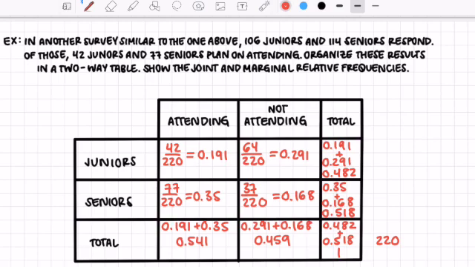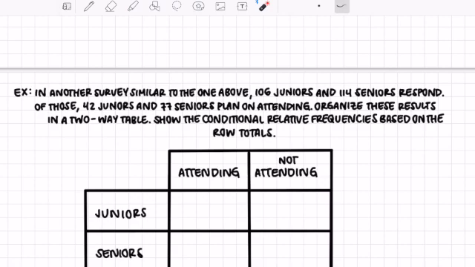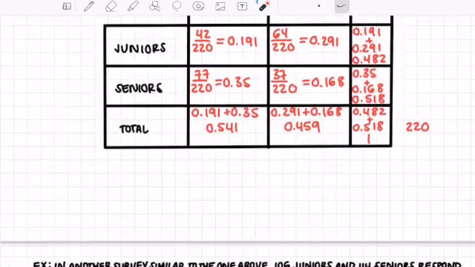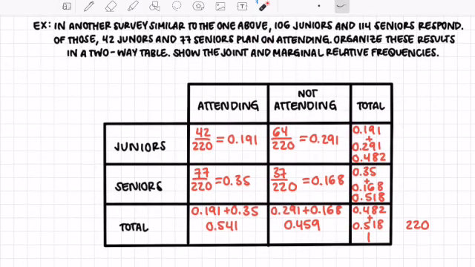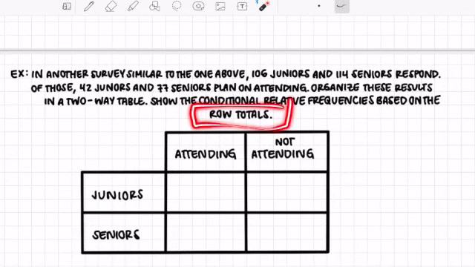Okay, cool. The last thing that we're going to be looking at is the conditional relative frequency. We're going to be finding the conditional relative frequency based on the row totals. So if you look at the rows here, I am going to take the row sections. I'll take the frequencies, the percentages that were made here, take the total amount and divide them with each other. And that will be my conditional relative frequency, because again, they're asking specifically for row totals.